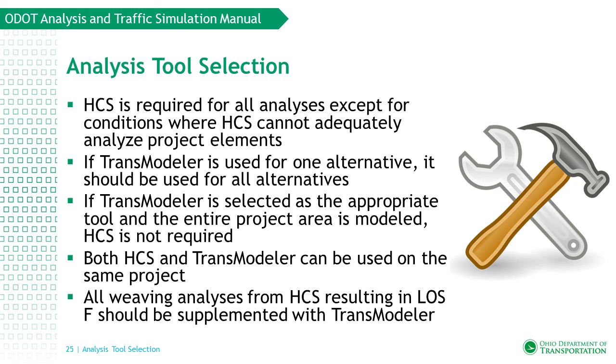In summary, HCS is required for all analysis except for conditions where HCS cannot adequately analyze project elements as detailed in Chapter 3 of the OATS manual. If Transmodeler is used for one alternative, it should be used for all alternatives. If Transmodeler is selected as the appropriate tool and the entire project area is modeled in Transmodeler, HCS is not required. Both HCS and Transmodeler can be used on the same project. All weaving analysis from HCS resulting in level of service F should be supplemented with Transmodeler.